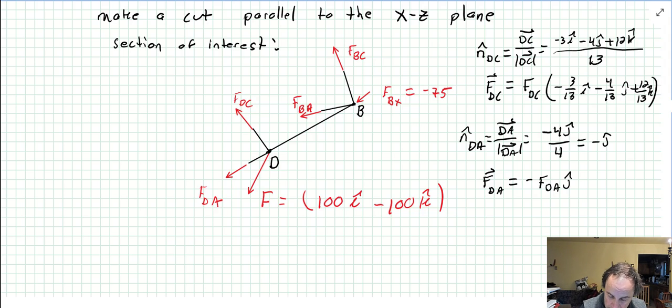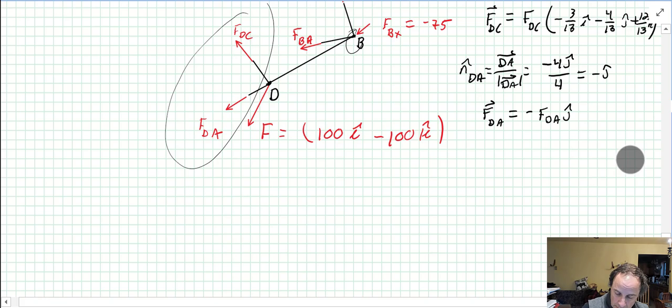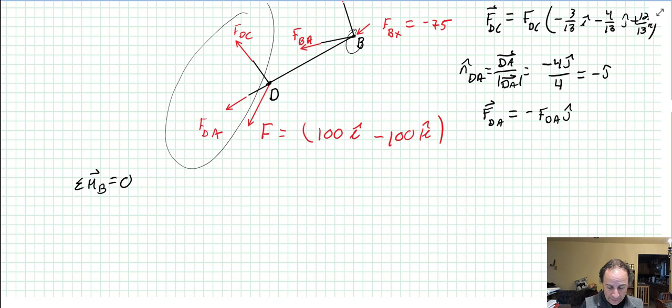So those are unit vectors for these two guys over here. Now if we sum the moments about B here, we eliminate forces BA and BF. All right, so let's do that. Sum of the moments about B is going to equal 0. So the only forces that are creating moments are FDC, FDA, and F, the applied force. So let's sum those up.